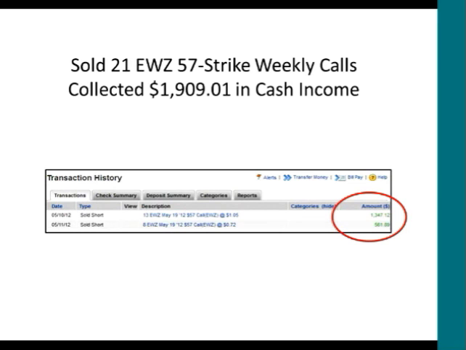Here's an example of some calls I sold, EWZ calls, and I collected $1,909 in cash income from selling these calls, and these were weekly options. Selling the weekly option calls has a lot of advantages over selling monthly calls, and we'll go into some of those advantages here in a minute. But basically, with the weekly calls, you can sell ETF calls 52 weeks a year. So that's a lot of option premium over the course of a year.